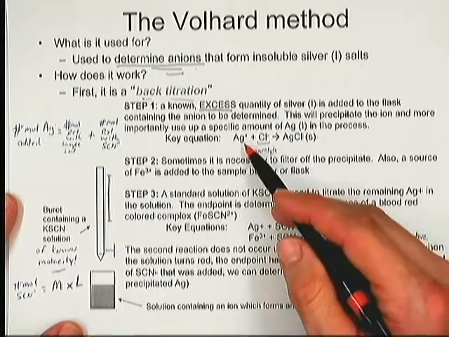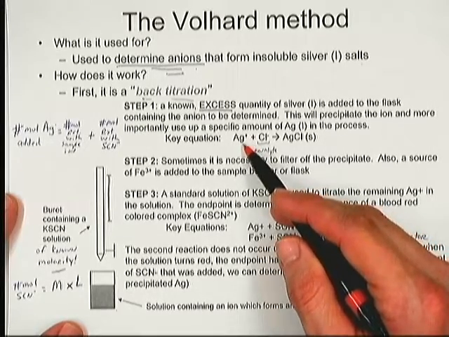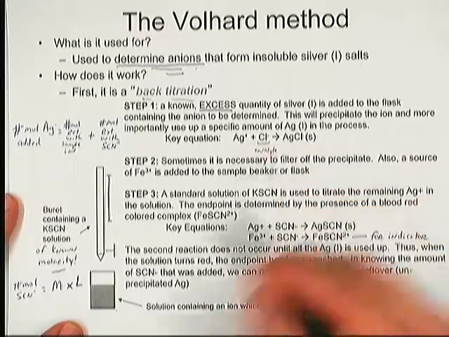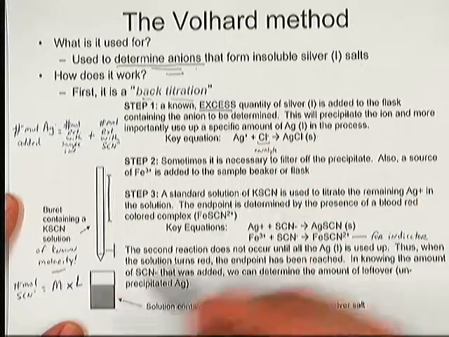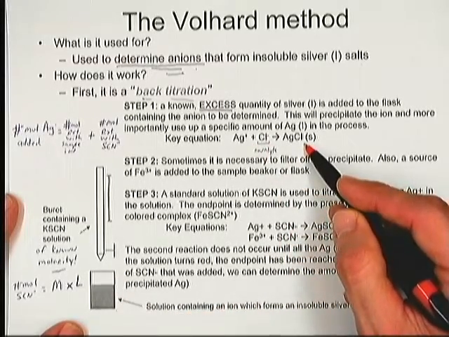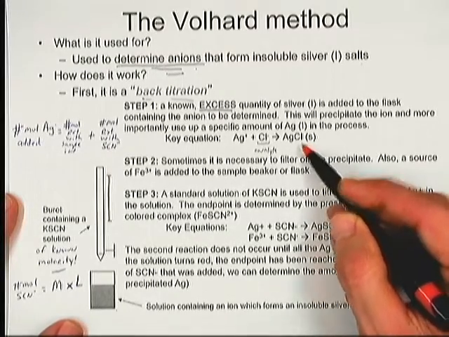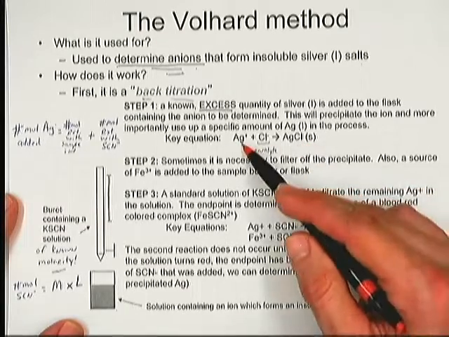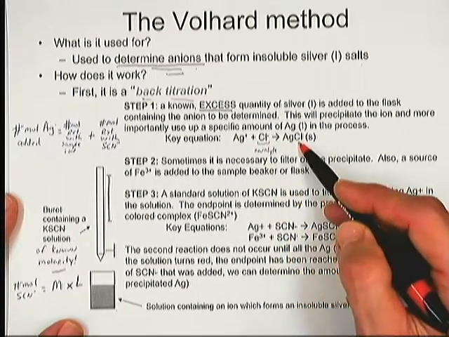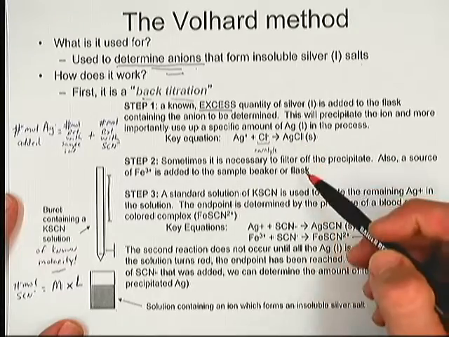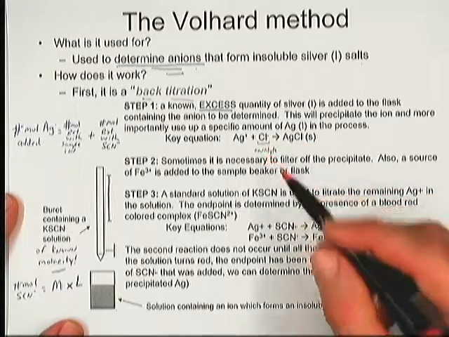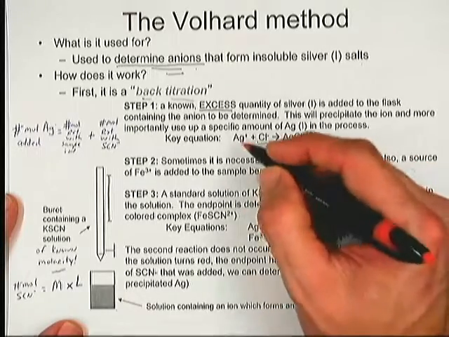We add too much silver in step 1 to drive this reaction to completion. And as soon as we add the silver, in this flask we are going to get a precipitate of silver chloride. That makes sense? Now, what limits how much silver chloride we can make? Well, since silver was in excess, the amount of the analyte limits how much silver chloride we make. Okay? See where we're going with this? Hopefully so.